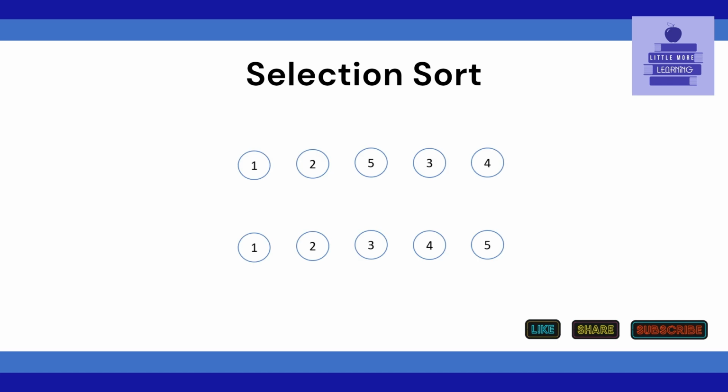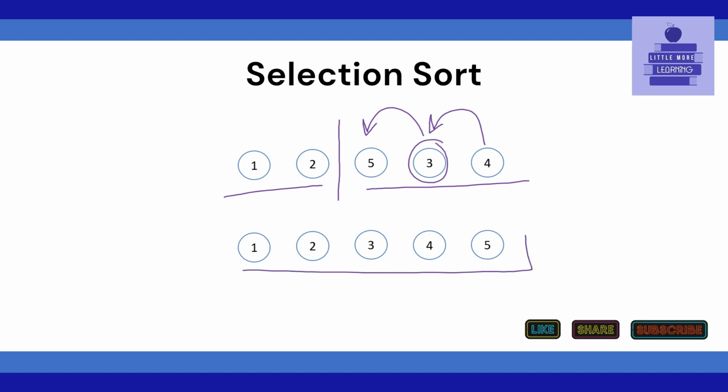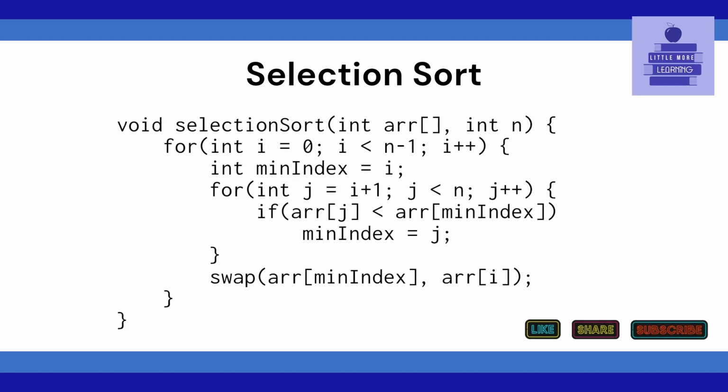Next up is selection sort. This algorithm divides the array into a sorted and unsorted part. It repeatedly selects the smallest element from the unsorted part and swaps it with the leftmost unsorted element, effectively growing the sorted portion. Here, the minindex stores the index of the smallest element found in the unsorted part. The inner loop finds this smallest element, and then the outer loop swaps it with the leftmost unsorted element, moving the boundary of the sorted section one step to the right.